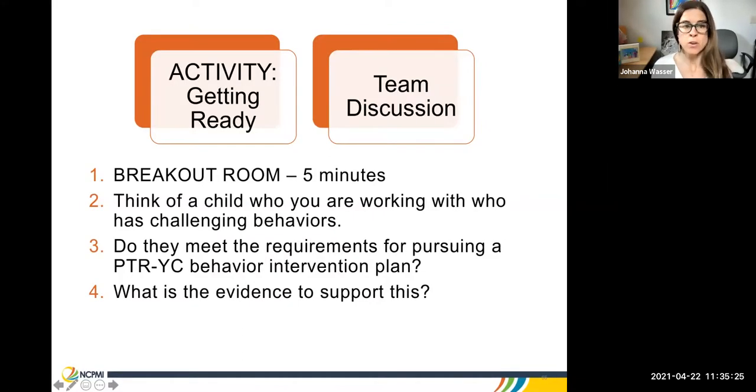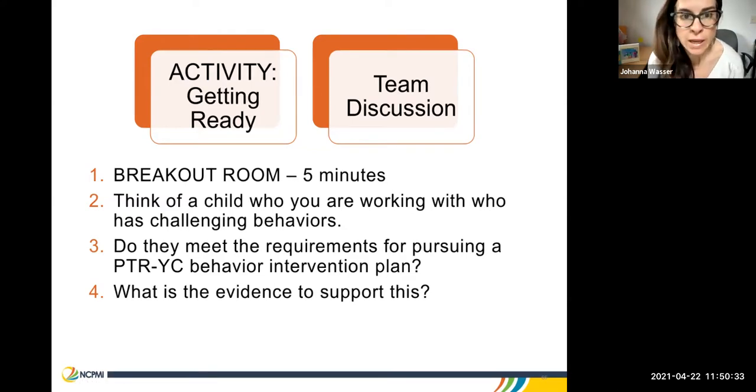Are you currently working with any children that you feel would benefit from PTR-YC? And do they meet the requirements necessary to go through PTR-YC? And what's the evidence that supports that? That's like if you've been taking behavior data, or if you've witnessed prolonged concerning behavior. Just have a discussion on what's the climate right now in the environments that you're working with.